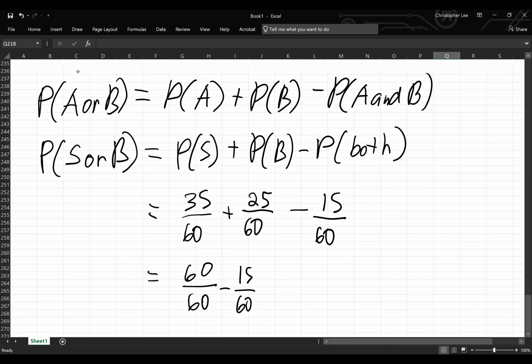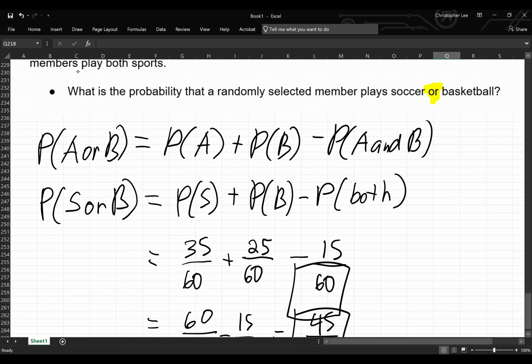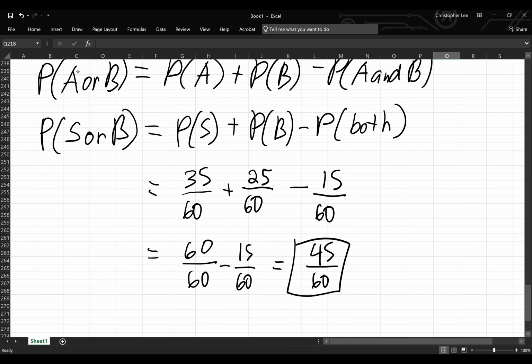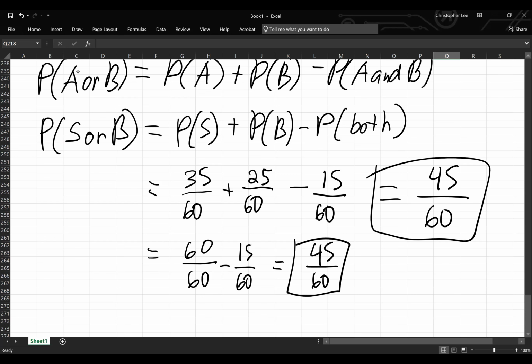Go back, don't forget the words. So I think it's 45 over 60, something like that. You want to see the words? Yeah, because you got the 15 from the 15 members who voted. Okay, so that's 45 over 60. You could just write 45 over 60. I was doing it in my head, that's why I needed to do that extra step. And that's it.